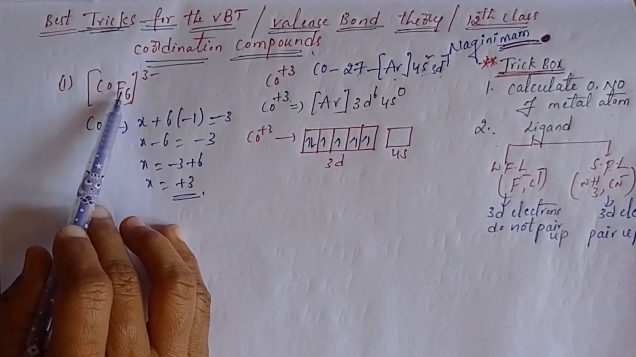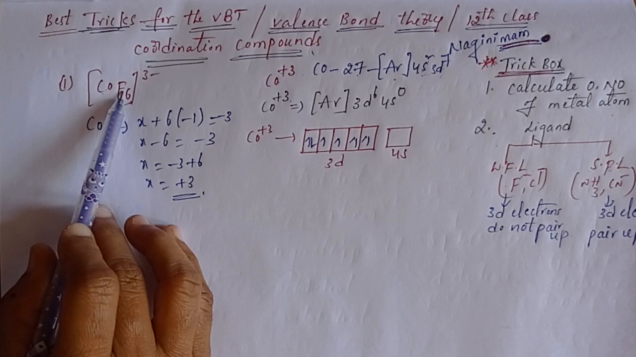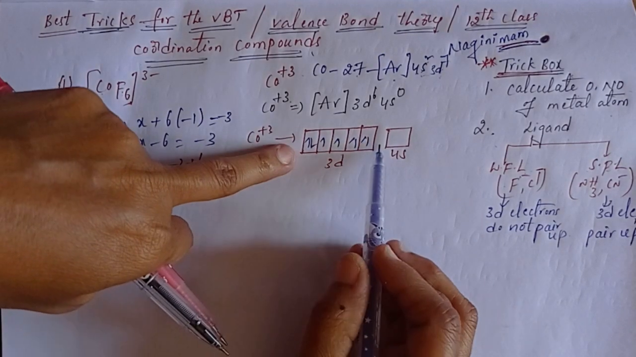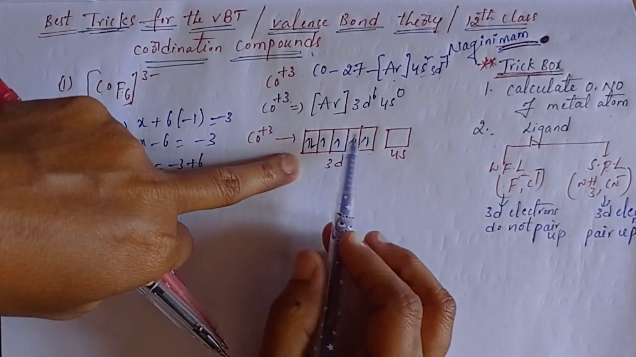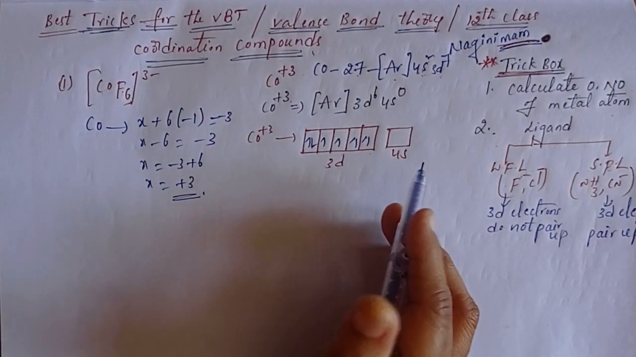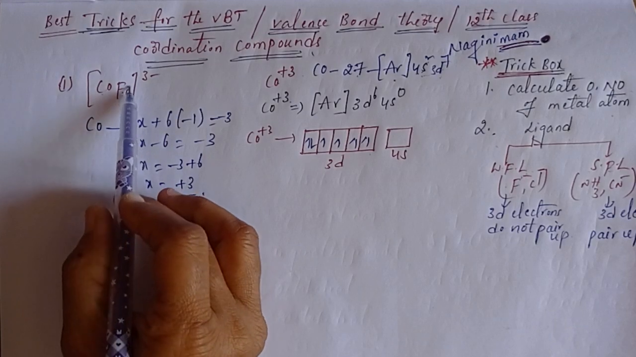So here F minus is the ligand, it is a weak field ligand, it cannot pair up the 3d electrons. So that's why the 3d orbital structure as it is will be there, these electrons as it is will be there. Now you have to observe how many ligands are there.